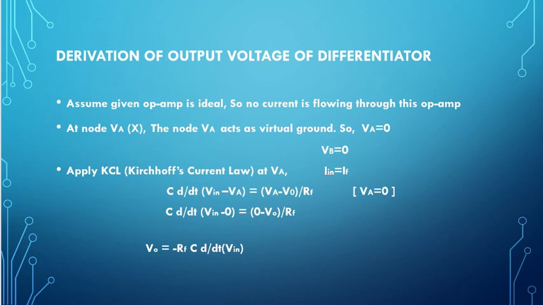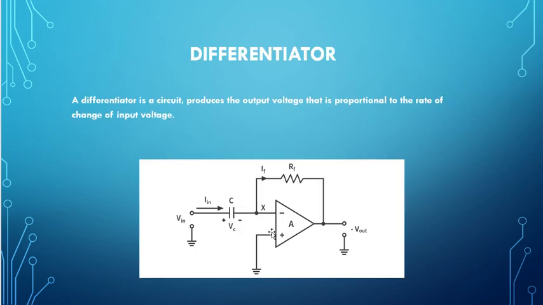Next, see at node VA at point X, the node VA acts as virtual ground, so VA is equal to 0, then VB is equal to 0. Here at point X we have voltage VA and here we have voltage VB. At node VA, which acts as virtual ground, VA is equal to 0 and VB is equal to 0.